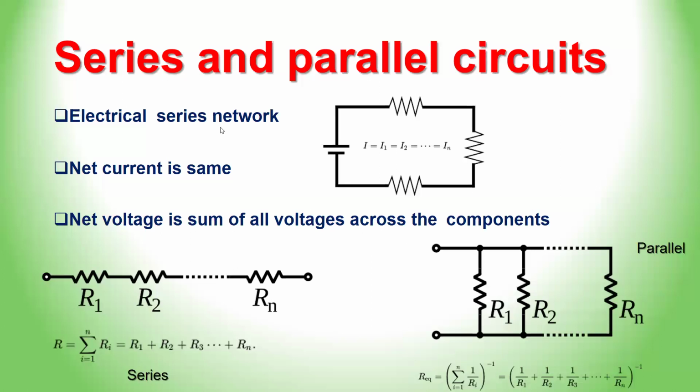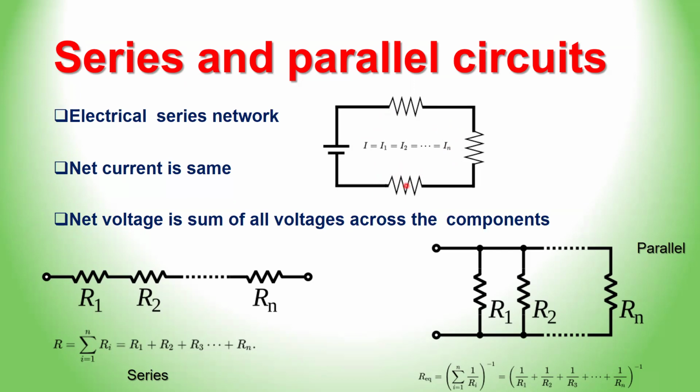Hello all, welcome back. In this module, we will talk about the concept of series and parallel circuits, as the title shows here. The network or circuit that you see here is called an electrical series network because we have this voltage source, or a battery or a cell, and across its two terminals we have three resistors connected in series. You also observe that the loop is completed and all elements are connected in series with each other.